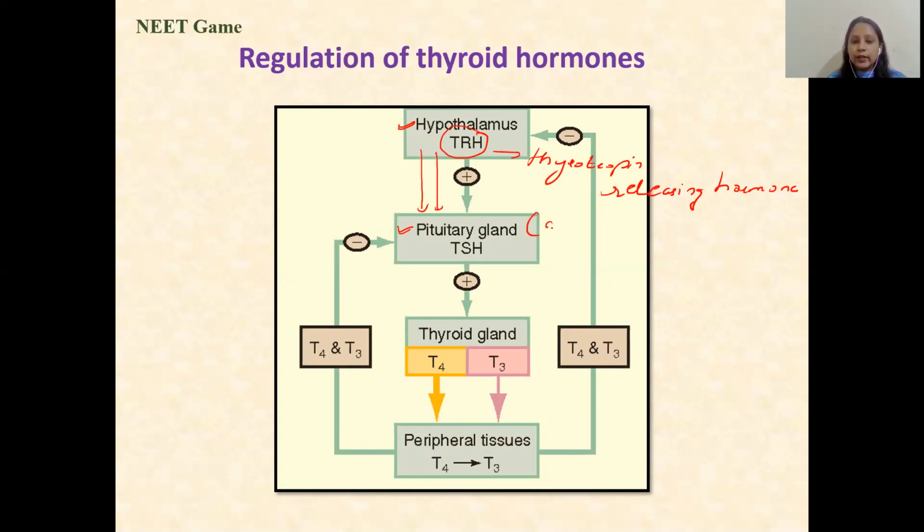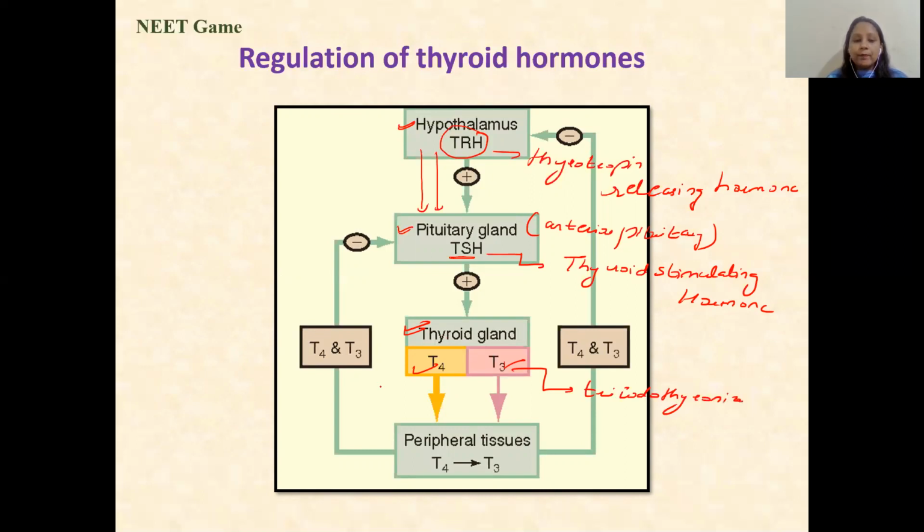Which portion of the pituitary gland? The anterior pituitary. We know that the thyroid hormones are under the control of the anterior pituitary, which in turn releases what? Thyroid stimulating hormone. This hormone acts on the thyroid gland, which produces T3 and T4. T3 is triiodothyronine, and T4 is tetraiodothyronine.